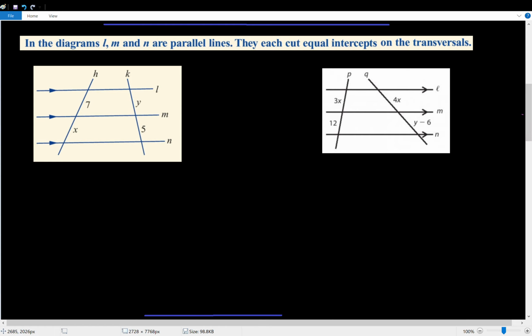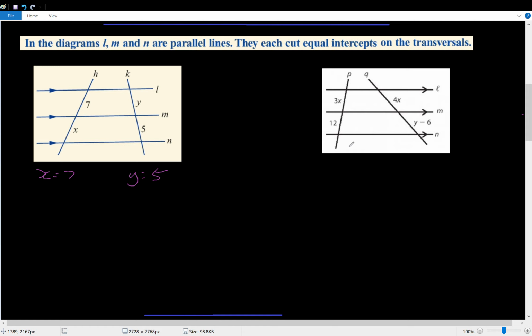Alright, so we can see in these diagrams, L, M, and N are parallel lines, and they cut equal intercepts on the transversals. So from this, we can work out the values of the variables in this. So for example, in the first diagram here on the left, if the parallel lines are cutting equal intercepts on transversals, that would mean that x is equal to 7 and y is equal to 5. Very clear in this, y is not 7 and x is not 5. The values are relating to measurements on the same transversal line, not opposite ones.